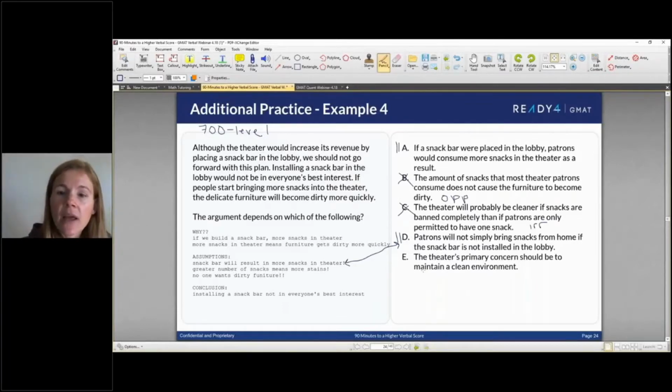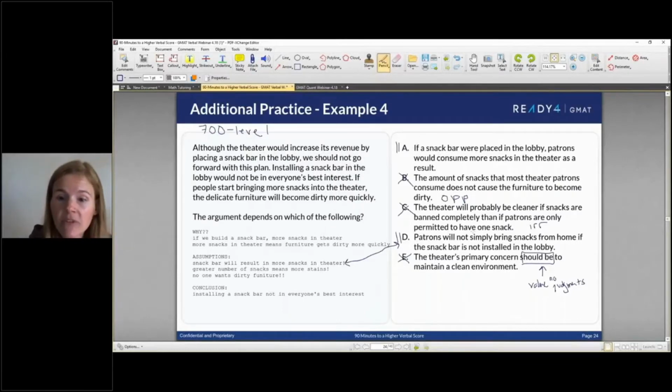Let's look at E. The theater's primary concern should be to maintain a clean environment. Again, this does sort of address the no one wants dirty furniture assumption. It addresses that it's important to have a clean theater. But again, this word should. We want to be very suspicious of value judgments. We don't like the word should. We should stay away from it, just like we did in those previous passages. So E is out for that reason.